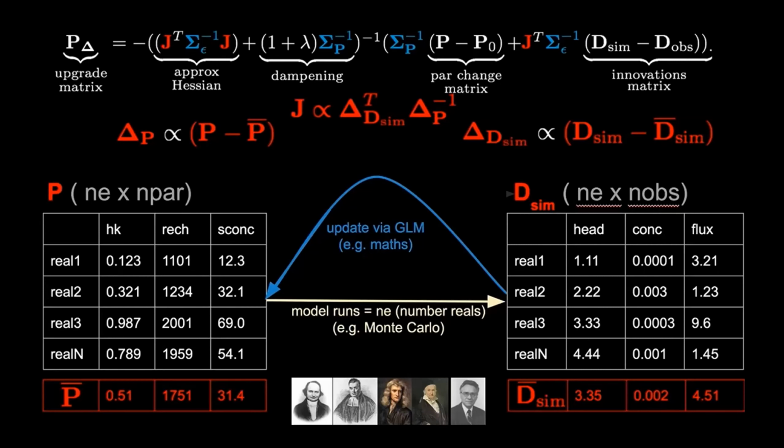And the second point is, since P starts as a draw from the prior parameter distribution, and we upgrade it in meaningful ways so that it better reproduces historic observations, that means when we finish, the P matrix, the parameter ensemble itself, is a sample of the posterior parameter distribution, which we can use for uncertainty analysis.